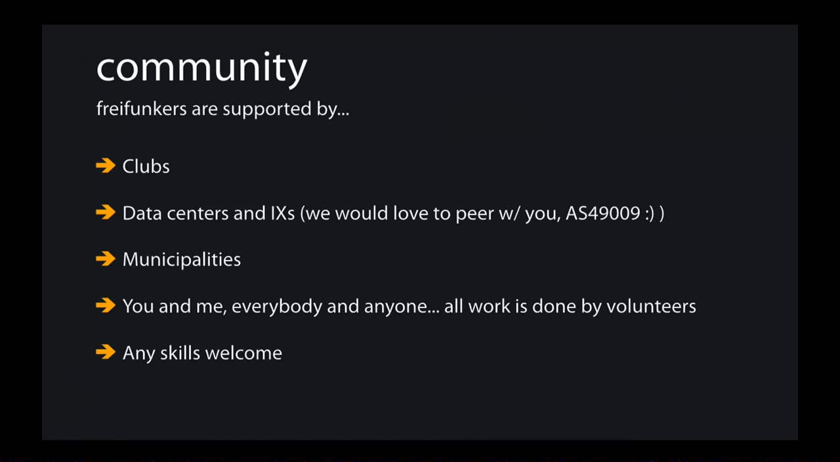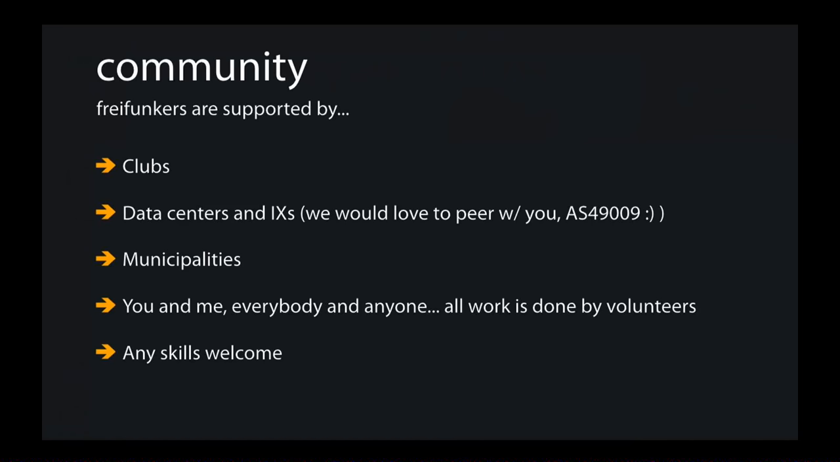Freifunk is not one person or one set of persons. It's actually very many different factions that all think this is a good thing. A lot of clubs support us, especially if we want to sign a contract to get on a roof, then we need a legal person. So clubs like the CCC and others sign contracts for us. There are data centers giving us traffic, rack space, electricity, and internet exchanges let us peer. We are AS49009 in Hamburg, and we would love to peer with you if you are within the same internet exchange, let us know.